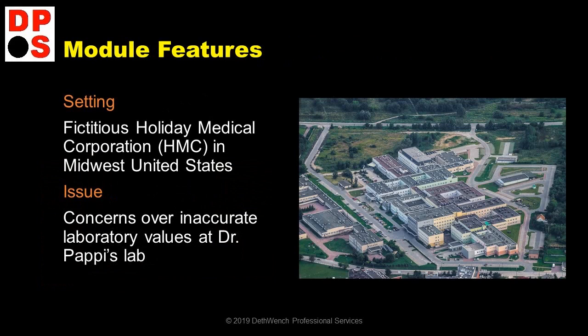The setting for the module is Holiday Medical Corporation, abbreviated HMC, which is a fictitious healthcare system in the Midwestern United States. Dr. Pappy is a pathologist and director of the biggest HMC laboratory, which serves Holiday General Hospital. The issue is that recently, some of Dr. Pappy's laboratory technicians began alerting him to some unusual lab values. Dr. Pappy is worried about the quality of cholesterol level testing in this lab, so Dr. Pappy put together a research team and wrote a quality assurance, quality improvement research protocol to study the problem and come up with a solution.